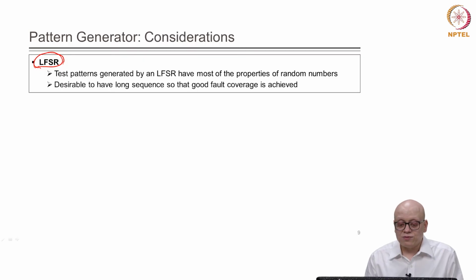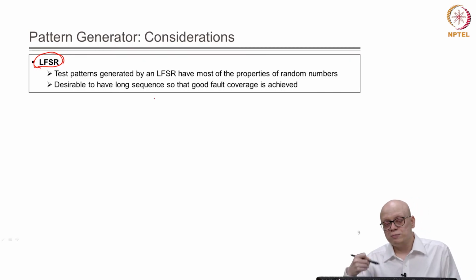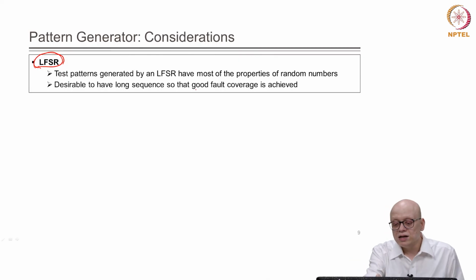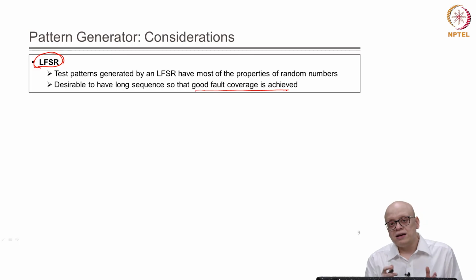It is desirable that we have a long sequence of test patterns before it repeats, so that good fault coverage is achieved. And how can we do it? We can get a long sequence of random test patterns if we choose the right number of n, say maybe 10, more than say 20 or 30 in that order.